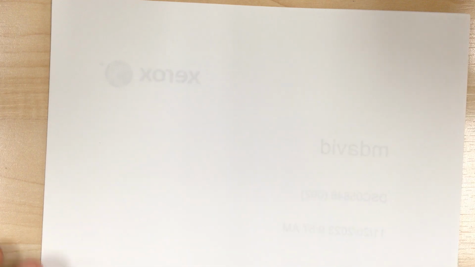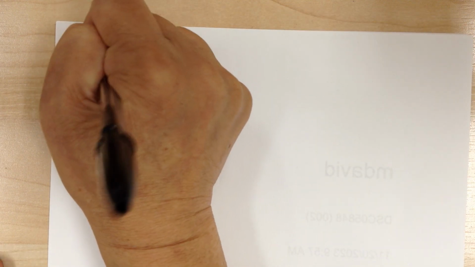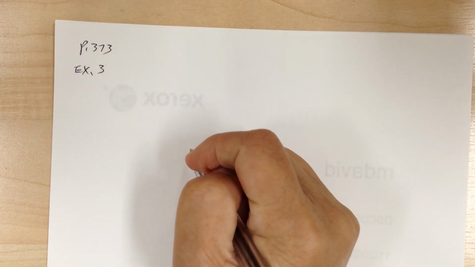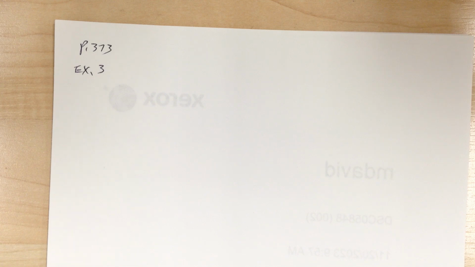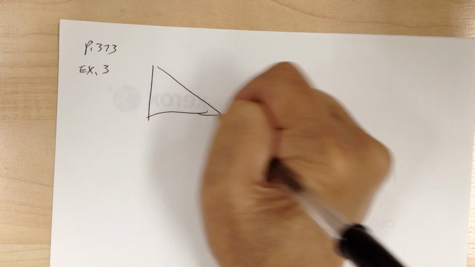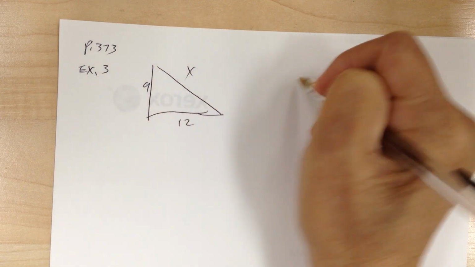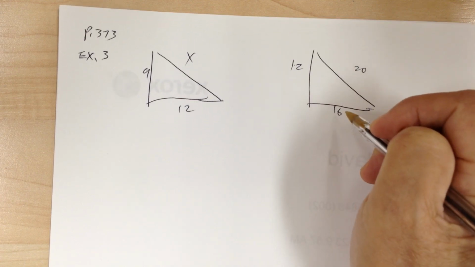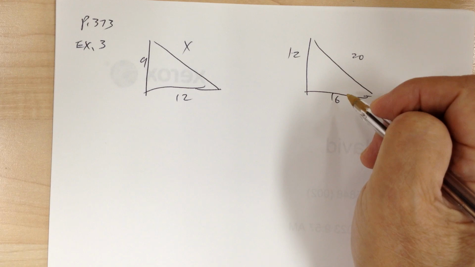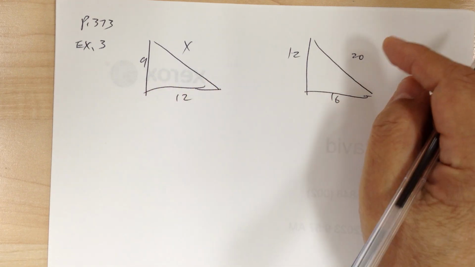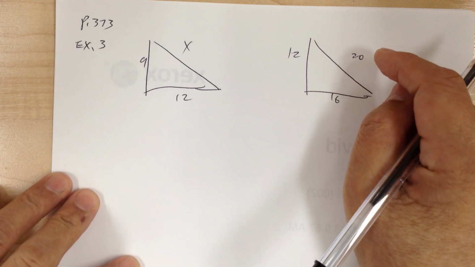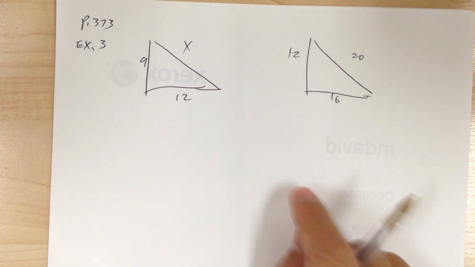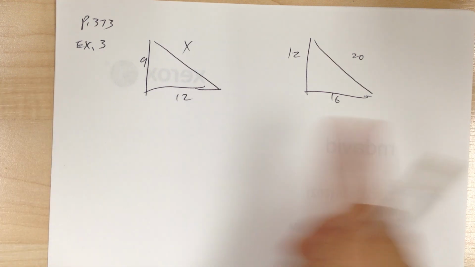Let's go to example 3. In the diagram, you have this triangle over here with 9, 12, and 16, 20. You want to find x. Since they're similar, you can do any matching, as long as you remember the proportional equation. If you match up, then you will be fine.